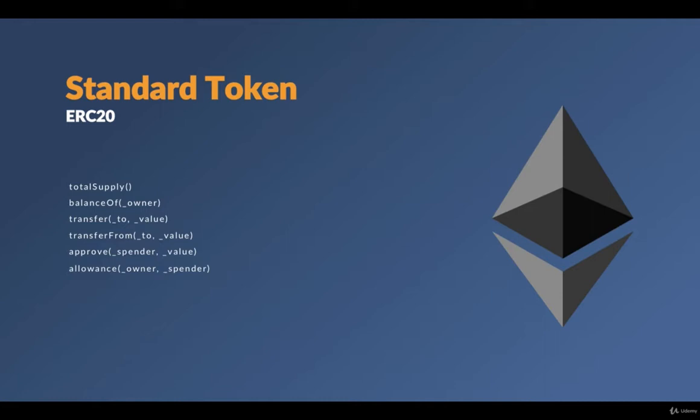We have already seen the standard token. The standard token implements the ERC20 standard, where it has the following 6 functions: total supply, balance of, transfer, transfer from, approve, and allowance. If you are not familiar with these 6 functions, go back to the previous lesson to revisit the subject again. For now, let's move on to our first variation.